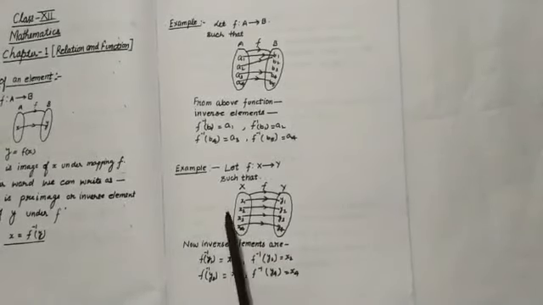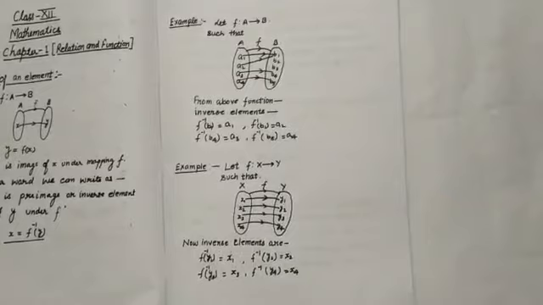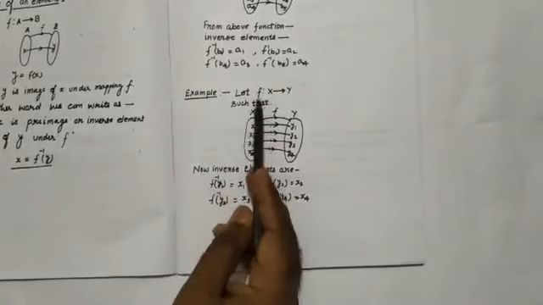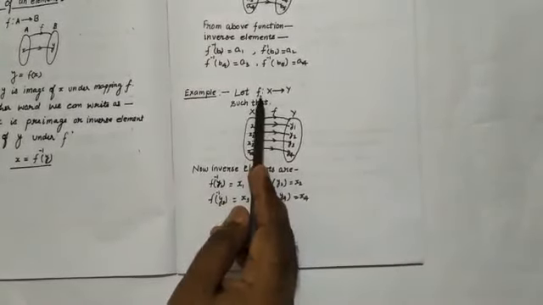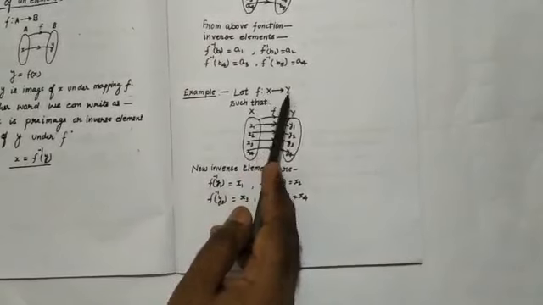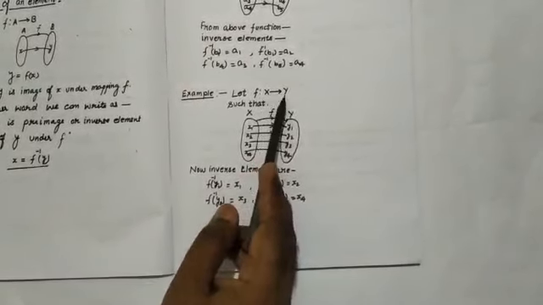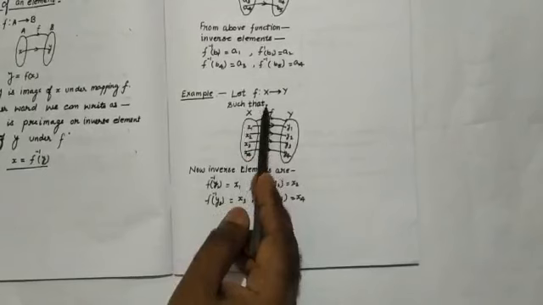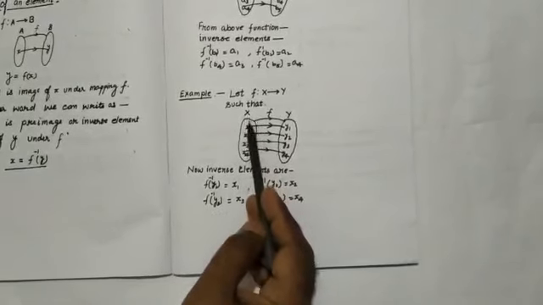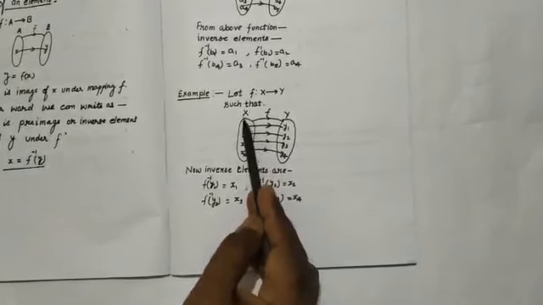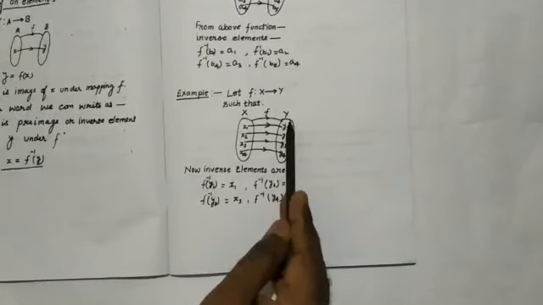Now the second example. Let f be a function which maps from X to Y. X is the domain set and Y is the codomain set, such that here is given the set X and the set Y.